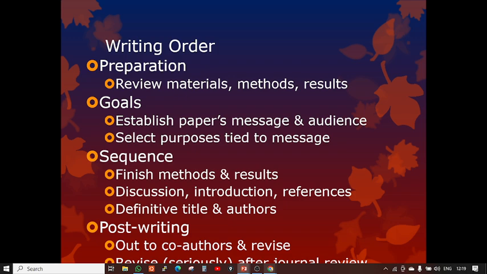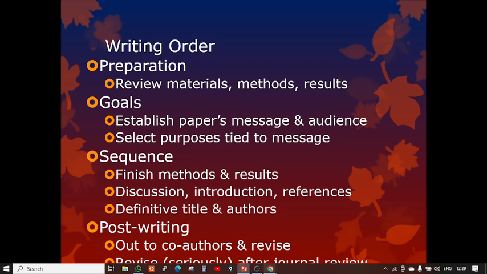Then sequence is the most important thing. Finish methods and results. After preparation, you have to set the message and the audience, and then the goal is fixed. Then you write sequence-wise. The first sequence is methods and results.